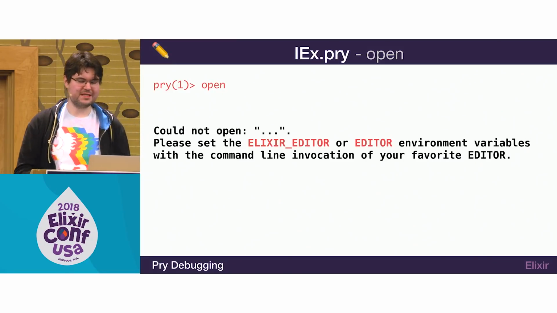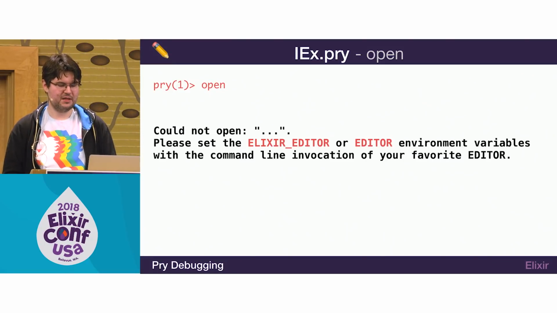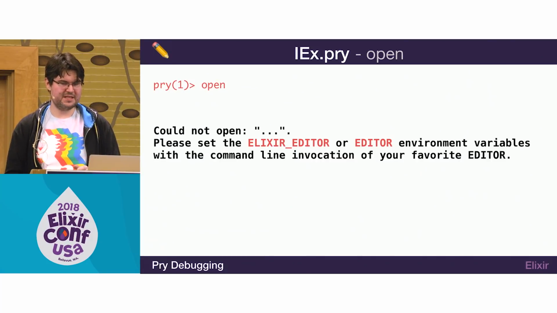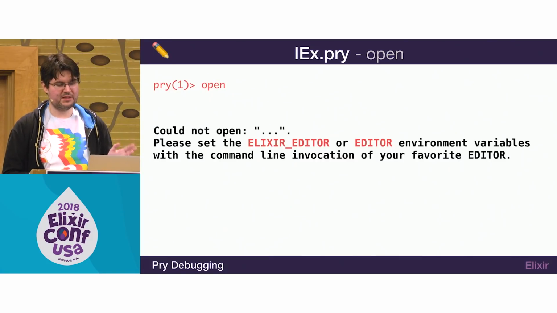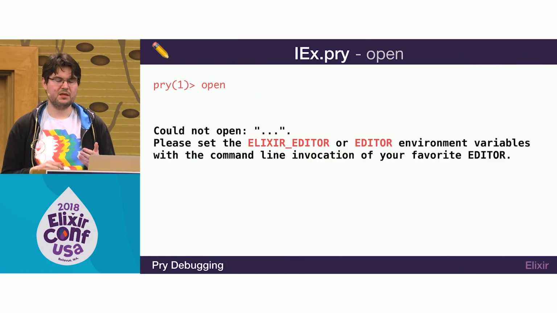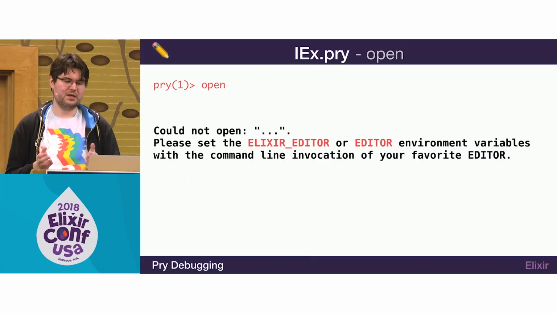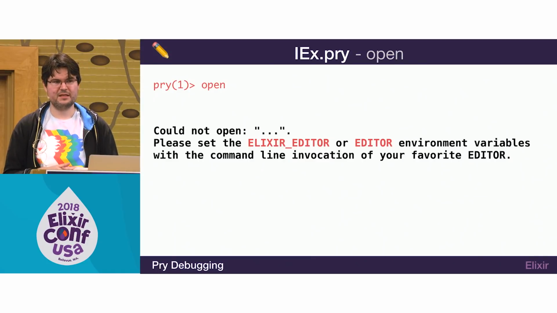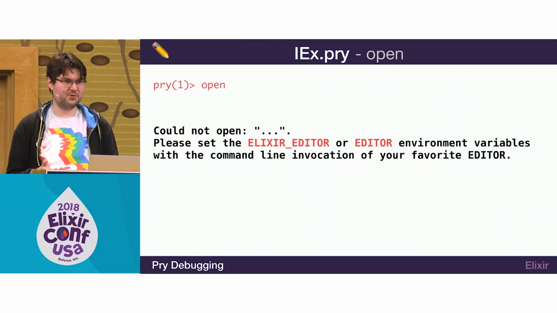While whereami shows the context of the breakpoint inline in the pry shell, the open command opens the breakpoint in an editor. But open takes pre-planning. So you either have to set the Elixir editor or the EDITOR environment variable. You may already have EDITOR set because a lot of command line tools like Git either have the option of using EDITOR or GIT_EDITOR. So if you set EDITOR, it'll already be set up and it'll probably be set to something like vi or Vim. So you might want to check that in case you get stuck in vi and you don't know what you're doing.